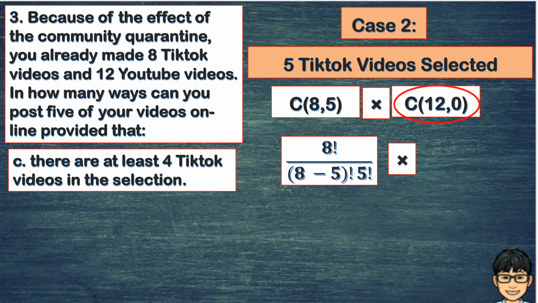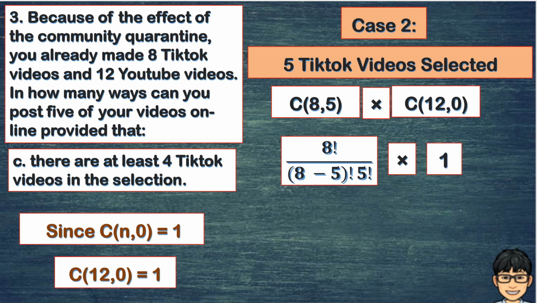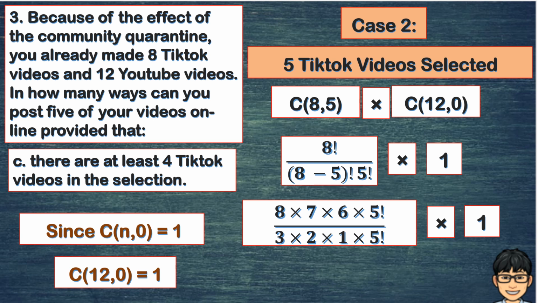Look at this 12 select 0. According sa property of combination, if we select 0 element from n numbers of elements, then it is always equal to 1. Kaya, 12 select 0 is equal to 1. To continue, so we have 8 times 7 times 6 times 5 factorial all over 3 times 2 times 1 times 5 factorial. So, cancelin natin si 5 factorial. Also, 6 is equal to 3 times 2. So, cancel na rin natin sila.